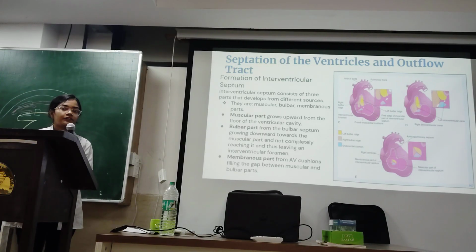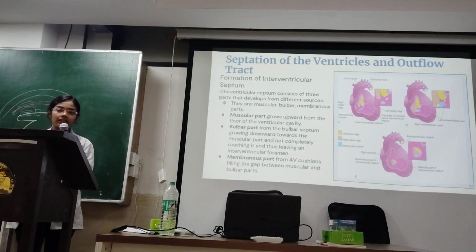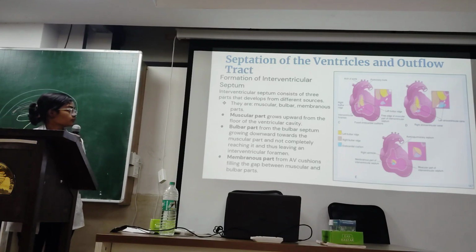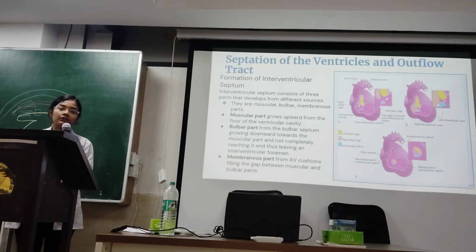The interventricular foramen is filled by the membranous part. The membranous part is due to the proliferation of the tissue from the right side of the AV cushions and the right and the left bulbar ridges. The membranous part itself has two components, the anterior and the posterior. The anterior component separates the right and the left ventricles, whereas the posterior component separates the right atrium from the left ventricle.